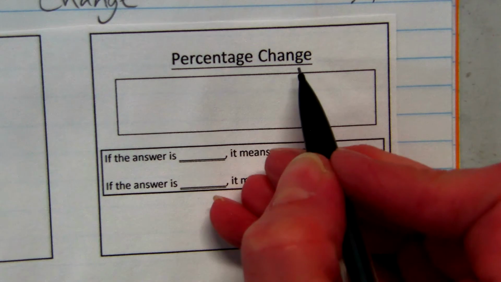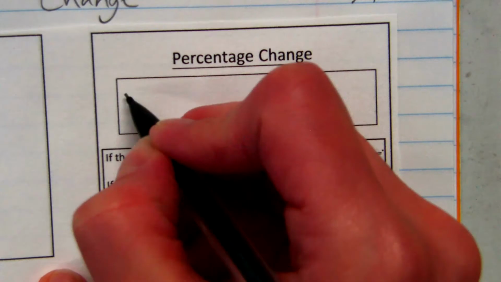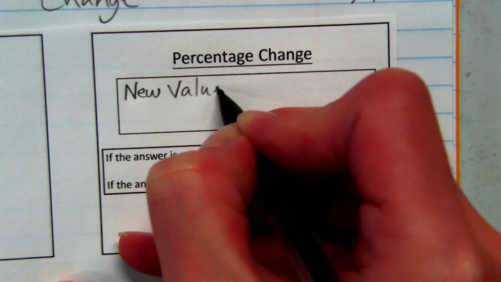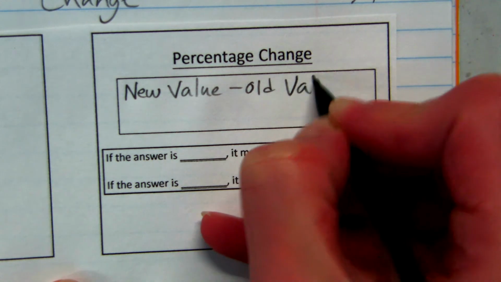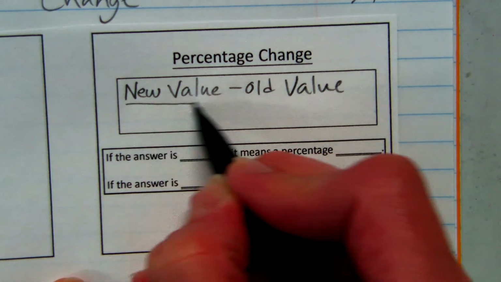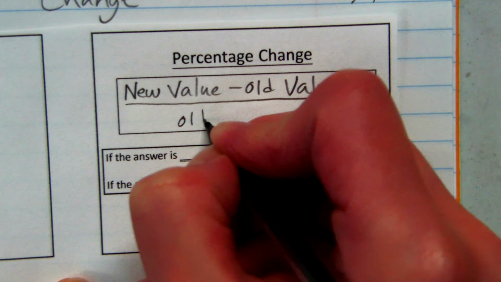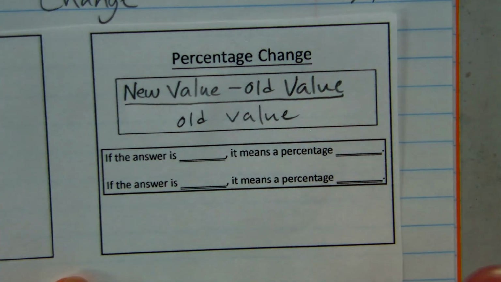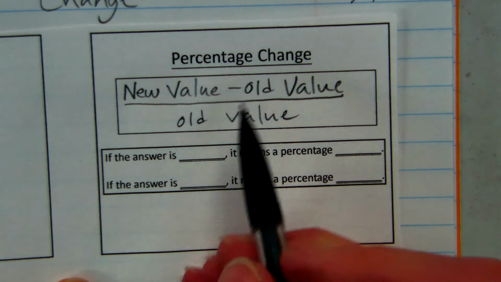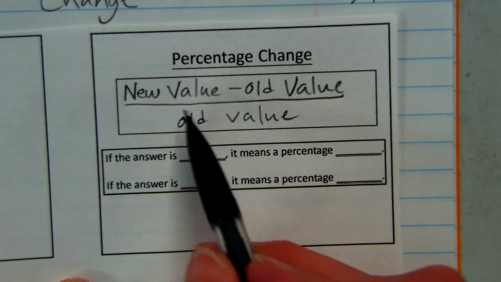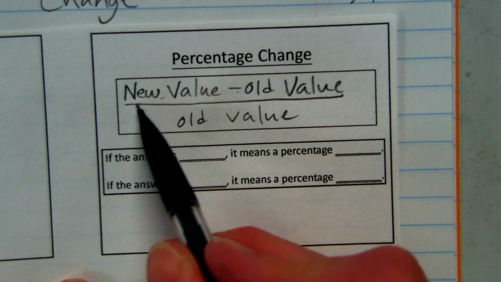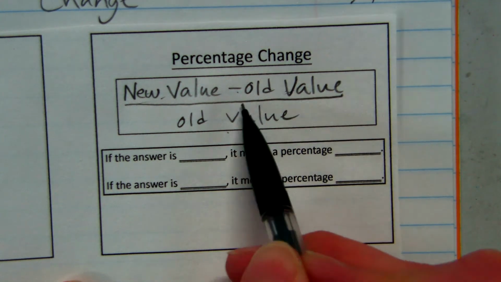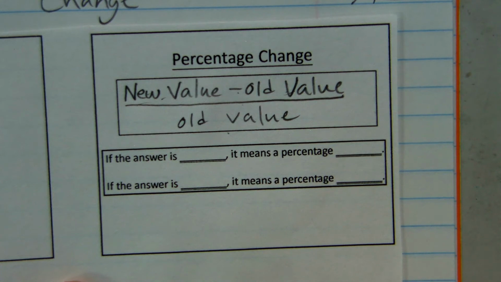So there's a formula up here, and it's going to be a big fraction. At the top of your box, you're going to write new value minus old value. And then you divide it by the old value. So I'll let you get that written down. So it's new value minus old value divided by old value. You have to subtract first and then take the answer and divide, and we'll go through those steps with the calculator.